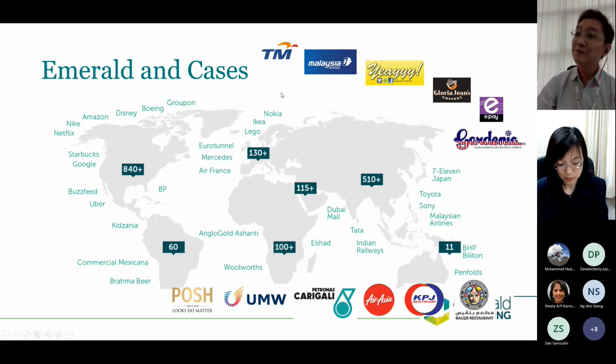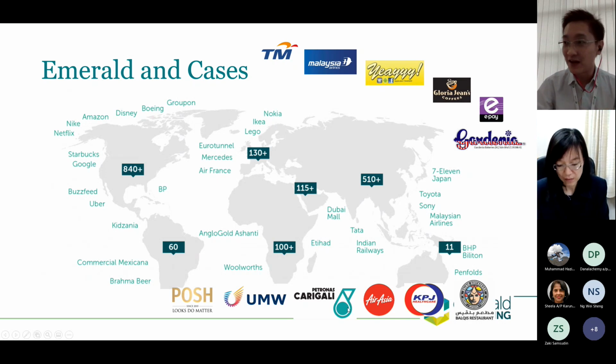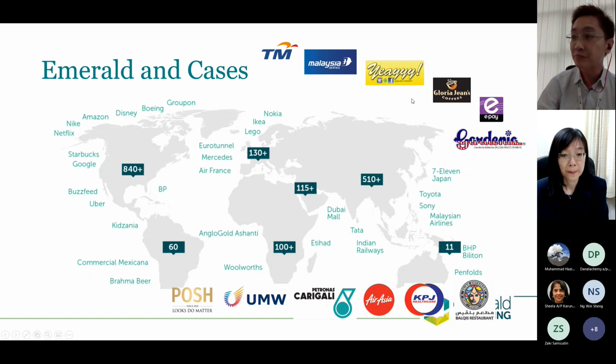Some of the ideas you can see from Malaysia: who are they? They have cases, storytelling from Malaysia. TM, Malaysia Airlines, Gloria Jeans Coffee, ePay, Gardenia. Gardenia's name was quite common during COVID-19. Before and after, not so much. Now we do not need to eat so much Gardenia anymore. Also Balkis Restaurant, KPJ. I think there are 2 cases on KPJ. AirAsia, Petronas, UNW, Porsche. These are some of the names that are more familiar. There will of course be others as well, but these are some of the names you'll be familiar with from Malaysia.